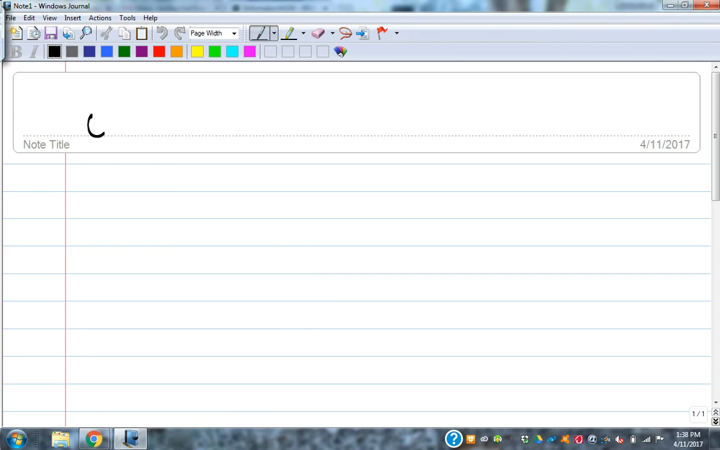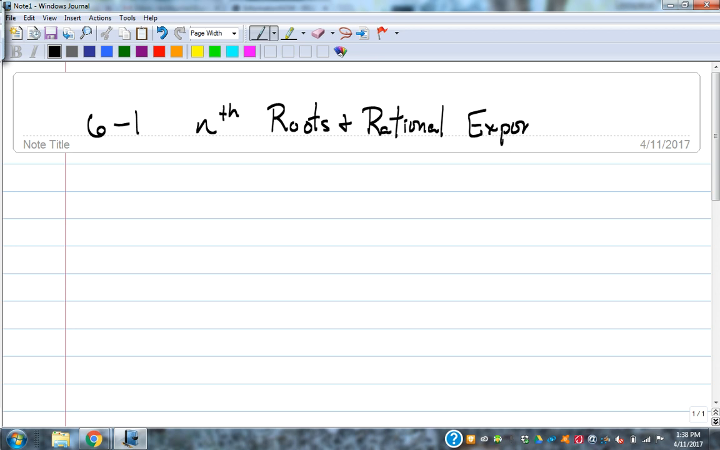All right, we're going to be in section 6.1 to start off with, the nth roots and rational exponents. All right, nth roots, we're talking about not just square roots, but cube roots, fourth roots, fifth roots, that sort of thing. Higher degree of that.